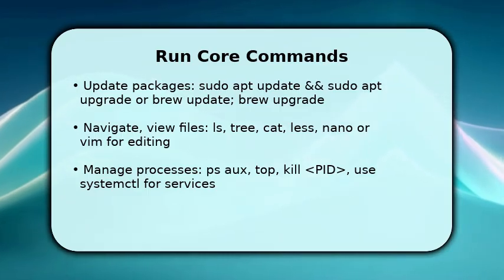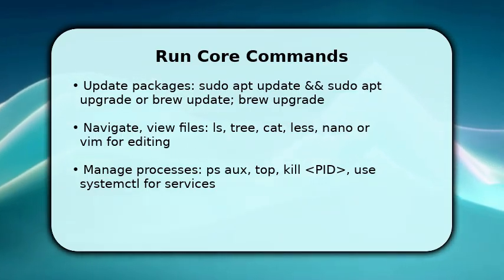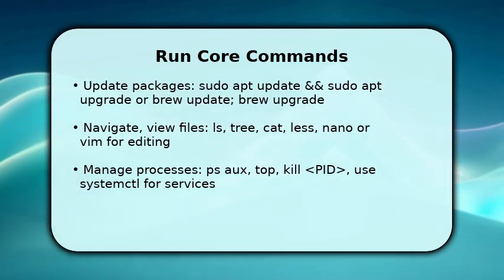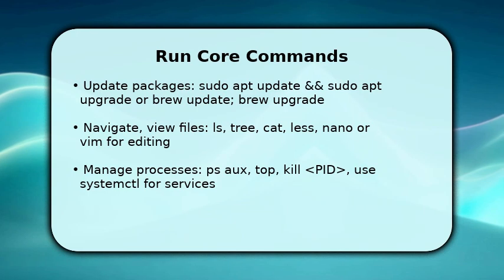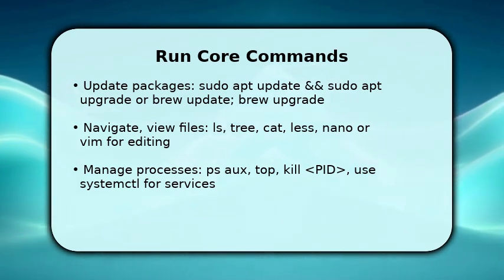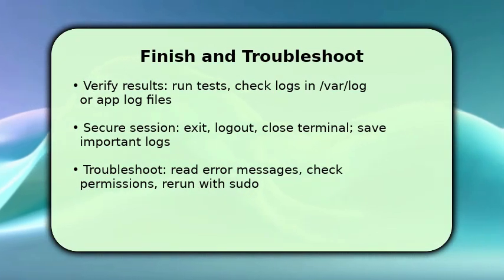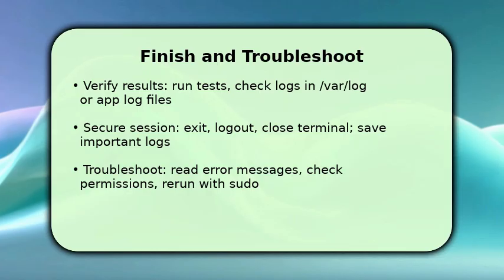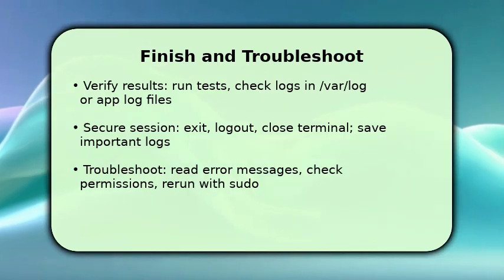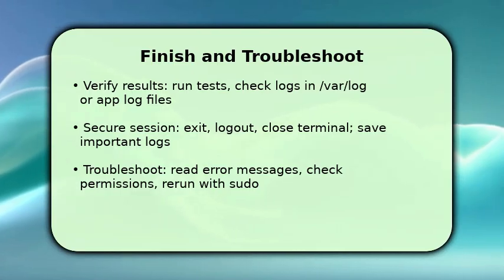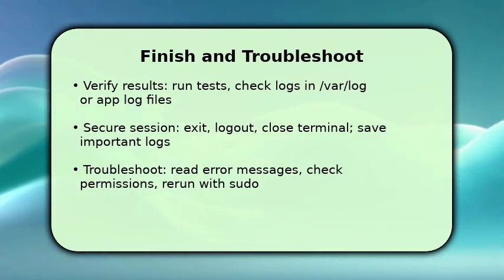If a background job misbehaves, check processes with ps aux or top and kill by PID or control services with systemctl. While you work, use clear and history to keep your session tidy and repeat complex commands safely. Finish by verifying outcomes. Run any tests or health checks and inspect relevant logs to confirm success. Once satisfied, secure your session by exiting or closing the terminal and saving logs you might need later.